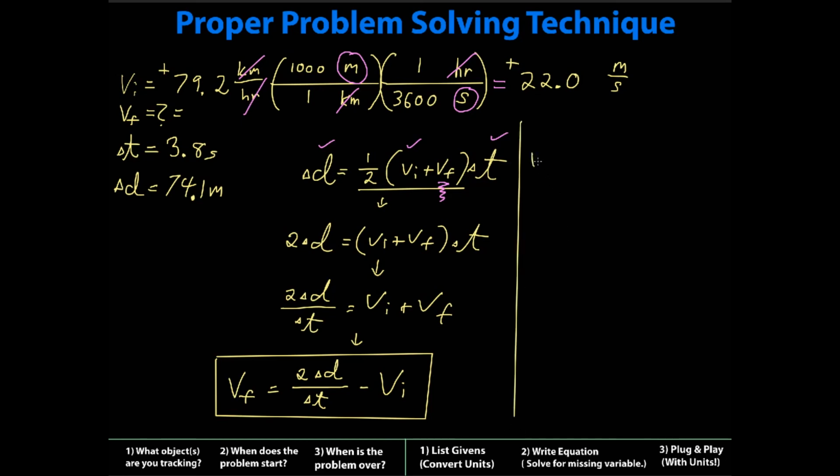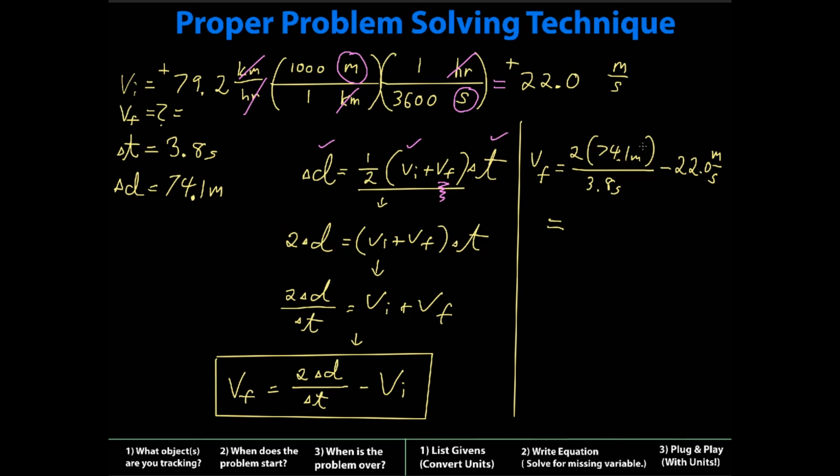If I actually now rewrite this with the values and the units, which was one of my rules, 0.1 meters over 3.8 seconds minus VI, which was 22.0 meters per second, I can actually check my units as I work. I am expecting an answer in meters per second here.